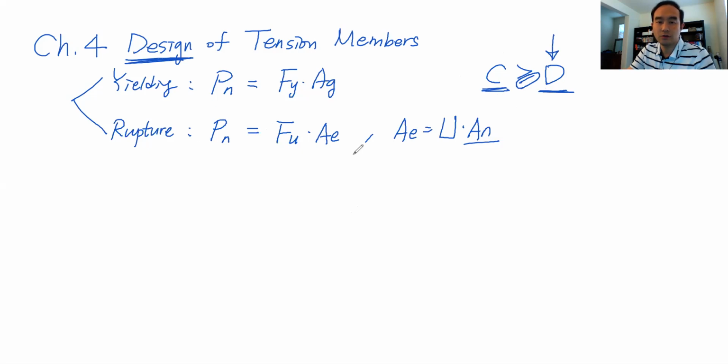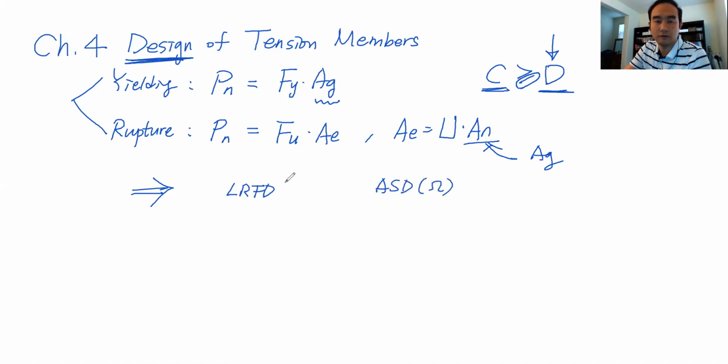So these two equations are now rearranged to find out the minimum area with given material properties. In this case, AE is a function of AN, and AN is also a function of AG. So these equations are available in your textbook. By the way, depending on your methodology, we have two different methodologies, LRFD and ASD. And we use omega factor for ASD, phi factor for LRFD, right?